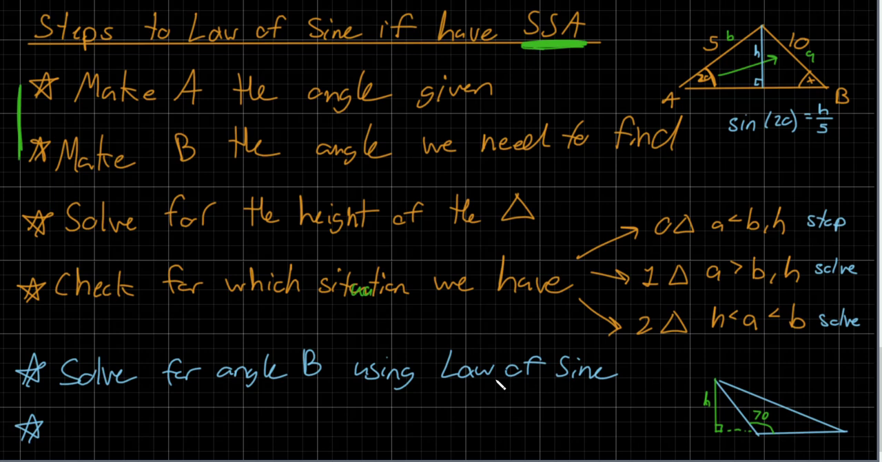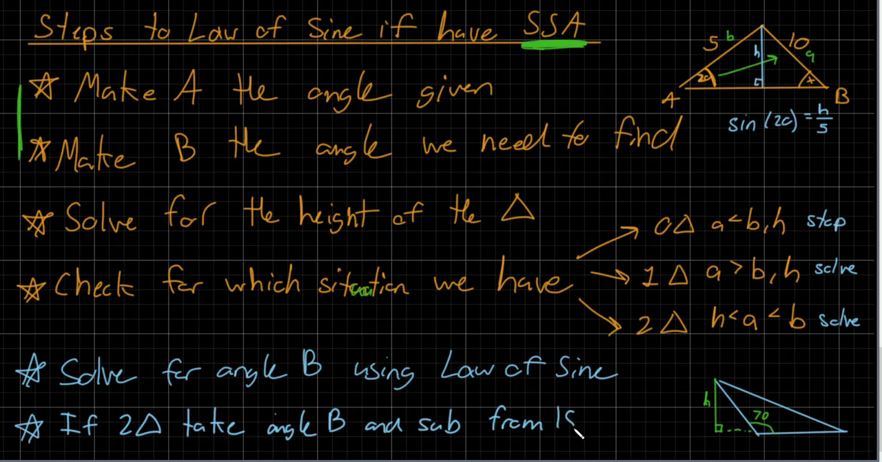Solve for angle B using law of sine. That's the end. If we have two triangles, take angle B and subtract it from 180 degrees. That is my last step.